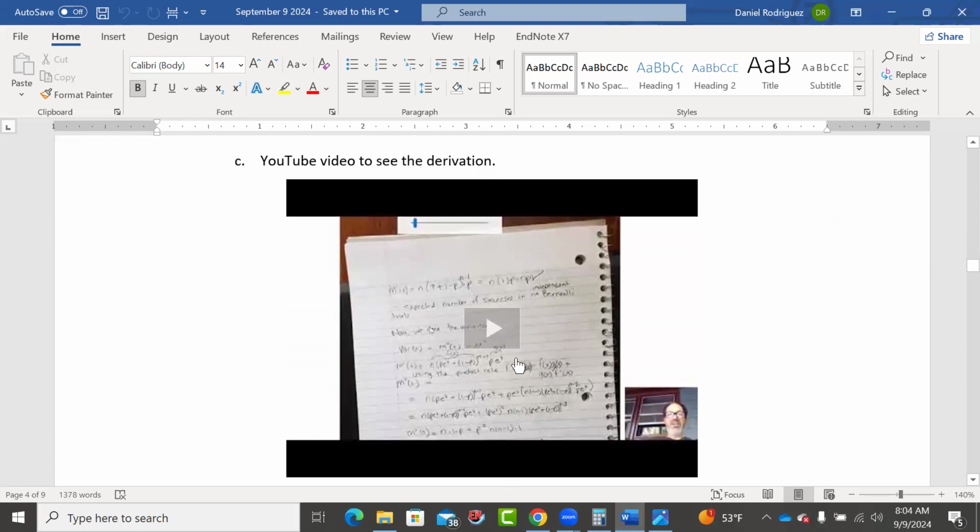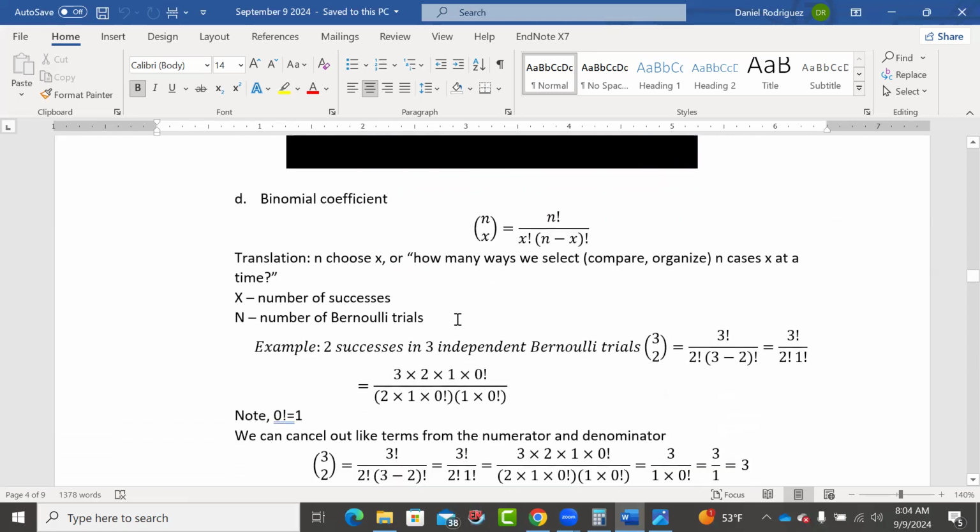Here's a video showing the derivation of the binomial distribution. This is, as I mentioned, the binomial coefficient. N choose x is like a choose function, if you want to call it that, where n is the number of independent Bernoulli trials, and x is the value we're looking for. Like, we want to know what's the probability of 5 successes. So this is actually asking how many ways can we sort n things x at a time, right? Or how many ways can we select, compare, organize n cases x at a time?